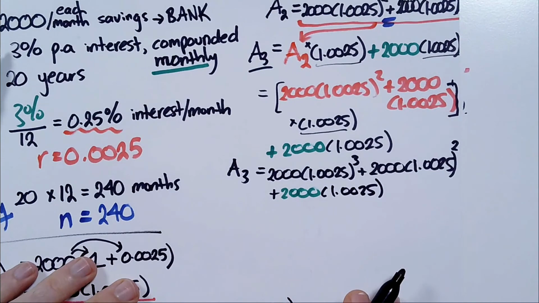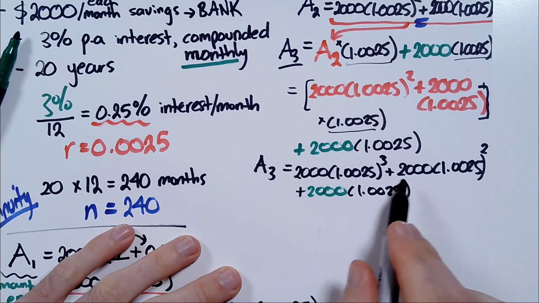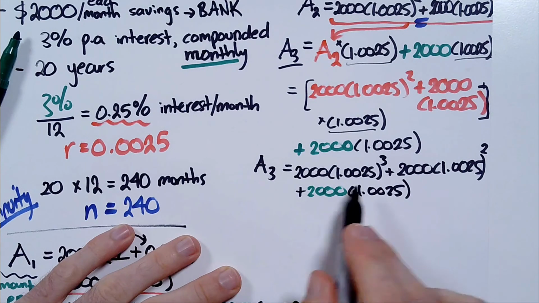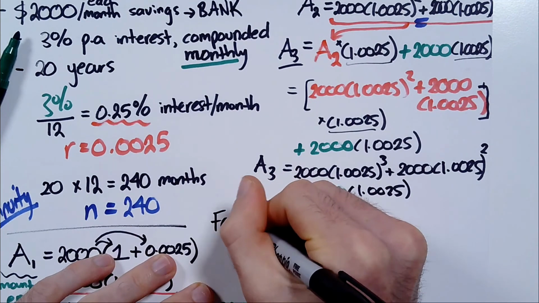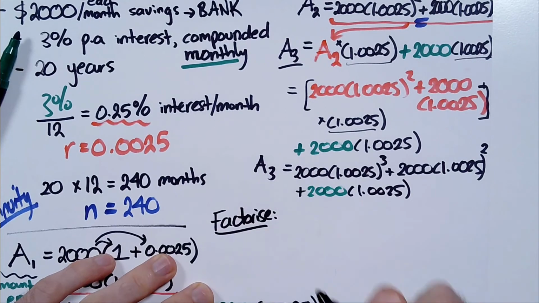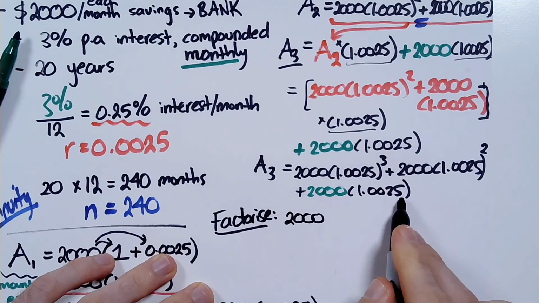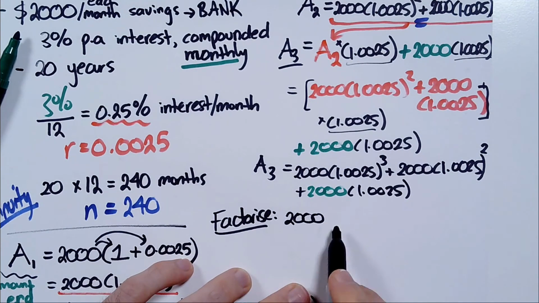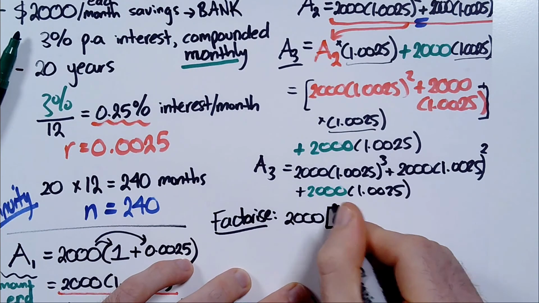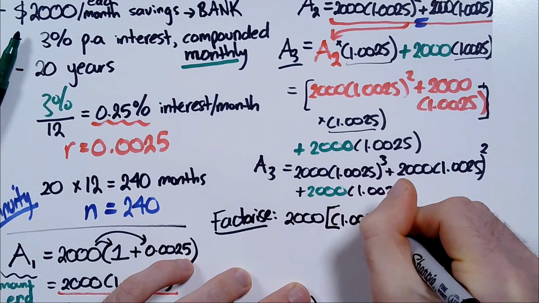Okay, so now what we can do to help us get towards a general formula is factorize out the 2,000, because look, all 3 terms have 2,000 in them. So let's factorize this. A common factor here is $2,000. I know that 1.0025 is also a common factor, but we can leave that for now. So we have 2,000, and then I'm going to do a big square bracket here to not get the smaller brackets confused. And 2,000 times what gets me back to my first term? Well, it's 1.0025 to the 3.